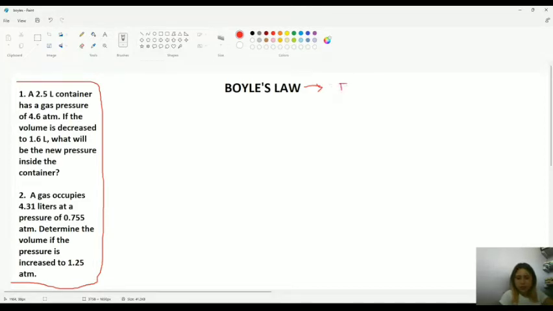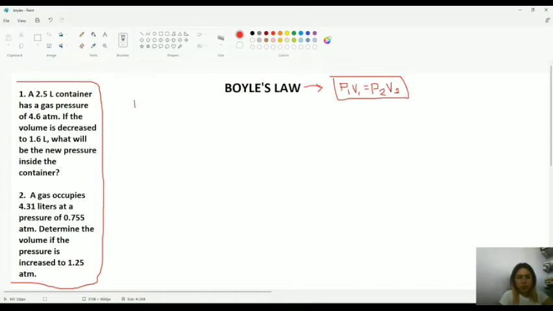This is P1. P1 denotes initial pressure, and V1 denotes initial volume. And here, this is P2 or the final pressure. And ito naman, si V2, this is the final volume. So now, this is the formula of Boyle's law. So, yan. I-apply natin itong formulang to dito sa dalawang problems, sample problems.